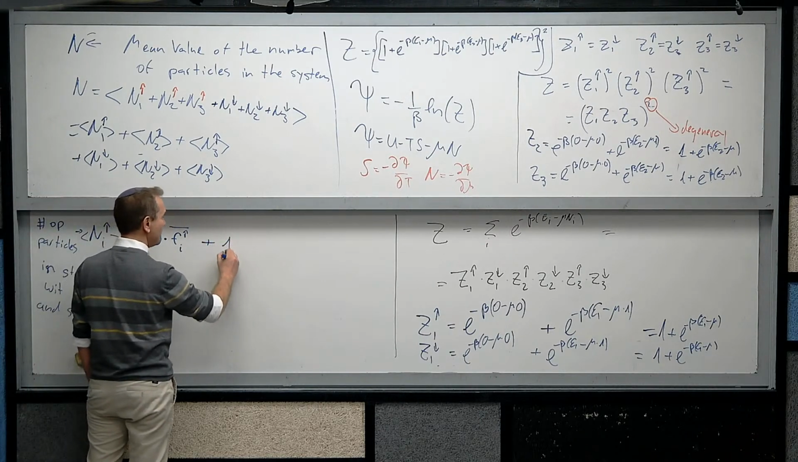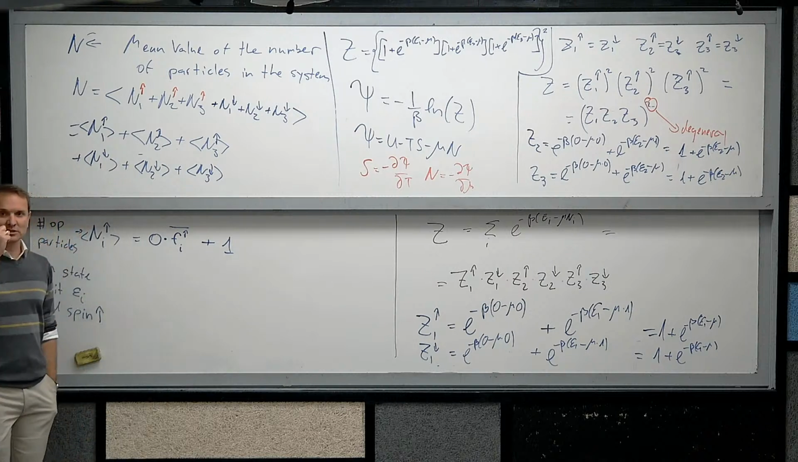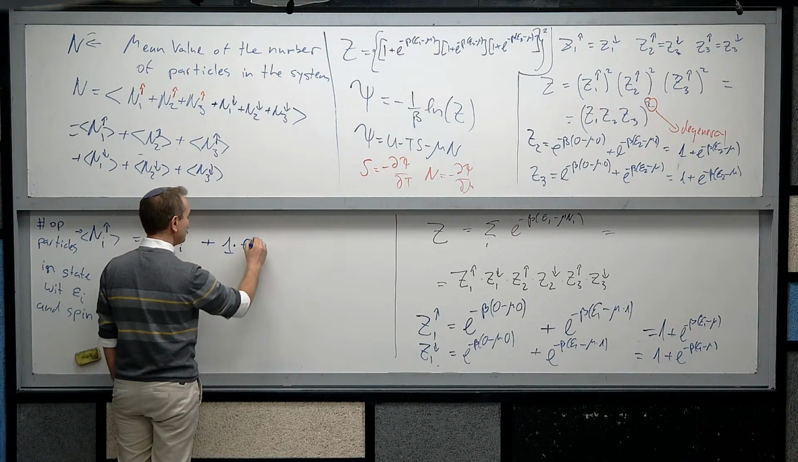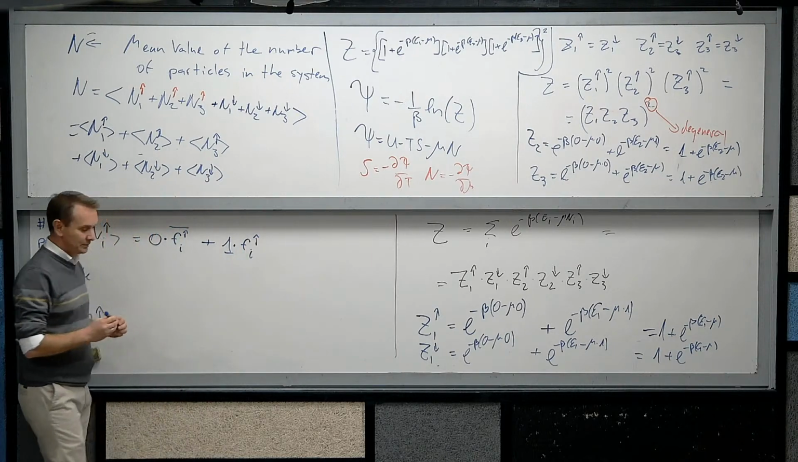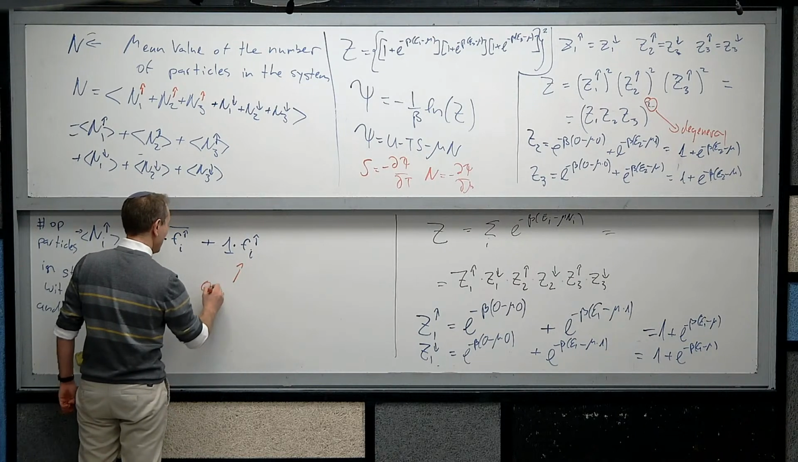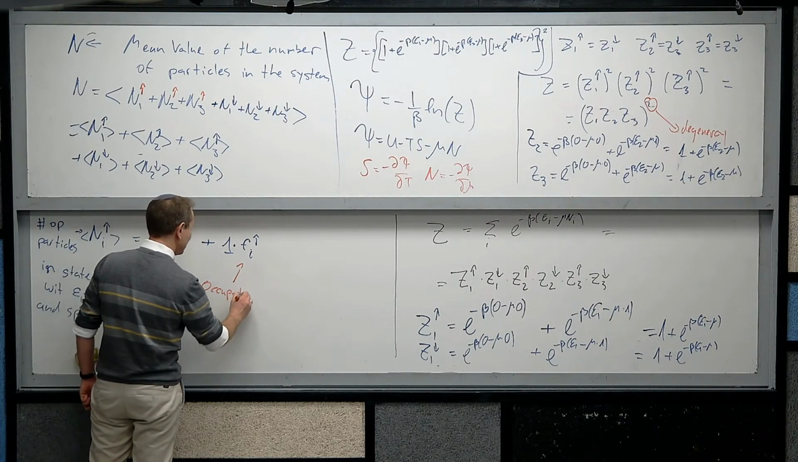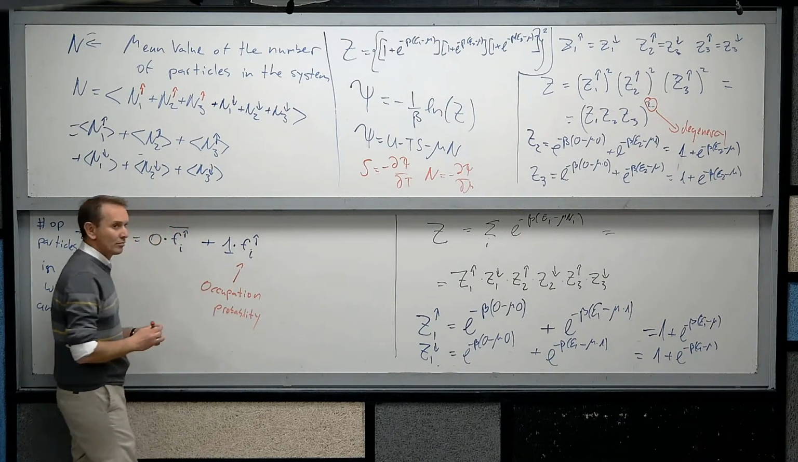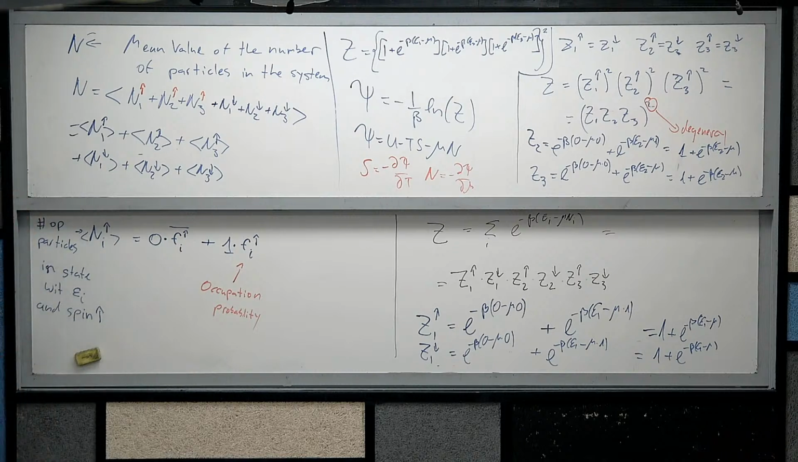Plus 1 when the system is occupied, multiplied by the occupation probability. So Fi up, the occupation probability, which means the probability that the state with epsilon i and spin up is occupied.